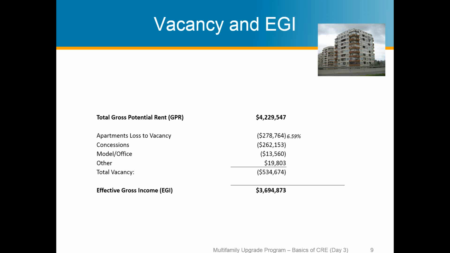So if you add total gross potential rent to the vacancy, what you come up with is effective gross income, or EGI. And this property has about $3.7 million in EGI.